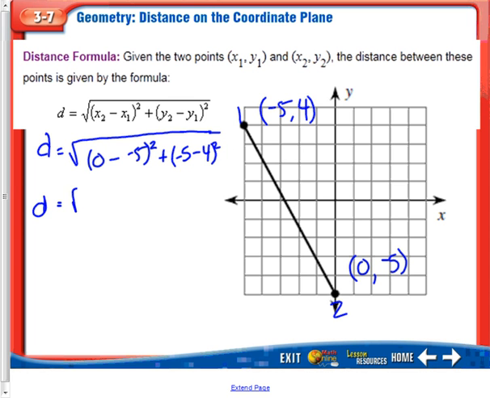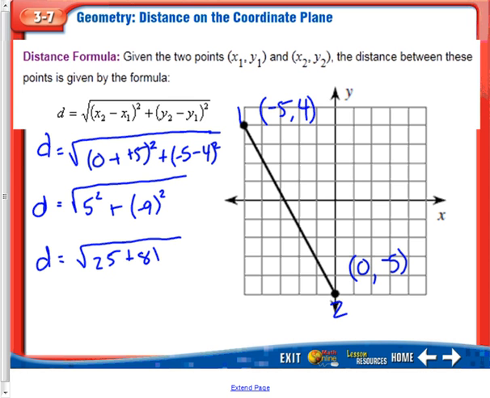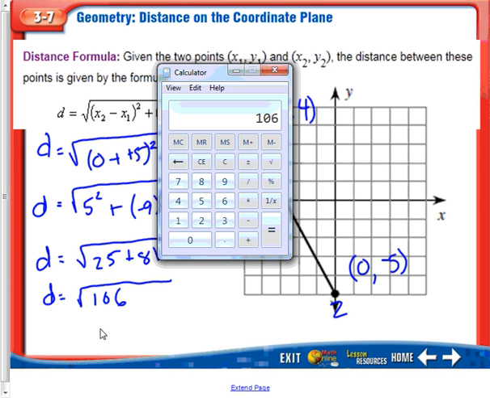All right, so D equals, then we have an uh-oh right here. So we're going to say 5 squared plus, and we're going to get negative 9 squared. And so we're going to say D equals square root of 25 plus 81. And we'll combine that quantity. So the square root of 106. And we'll need to go to our calculators to be able to estimate that. So 106, we'll take the square root, and so we get about 10.3.